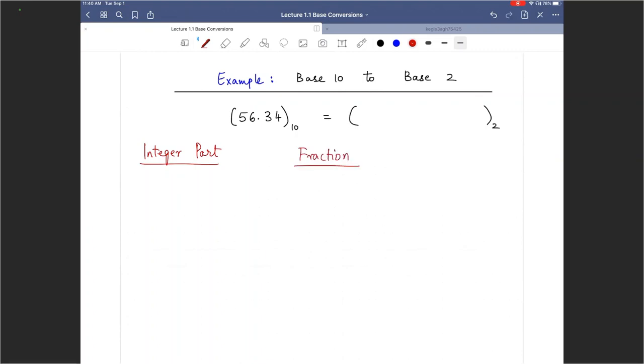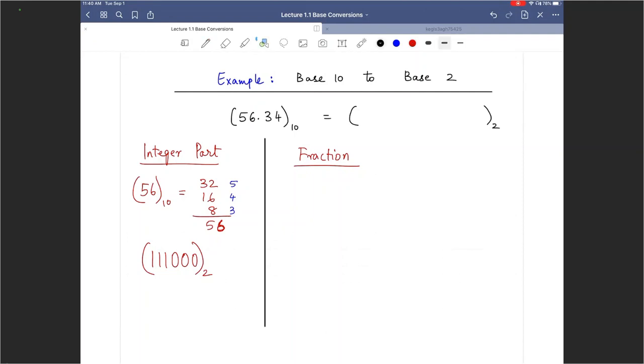And for 56, base 10, what do I need for 56? I need 32, I need 16, and I need 8. That will make 56. So that means I need the 5th bit, the 4th bit, and the 3rd most significant bit to be ones. So my number should be what? 1, 1, 1, 0, 0, 0. Right. That's the integer part. That's easy. Divide successively by 2 and record the remainders and you get it. But for fraction part, you need to adjust it a little bit.